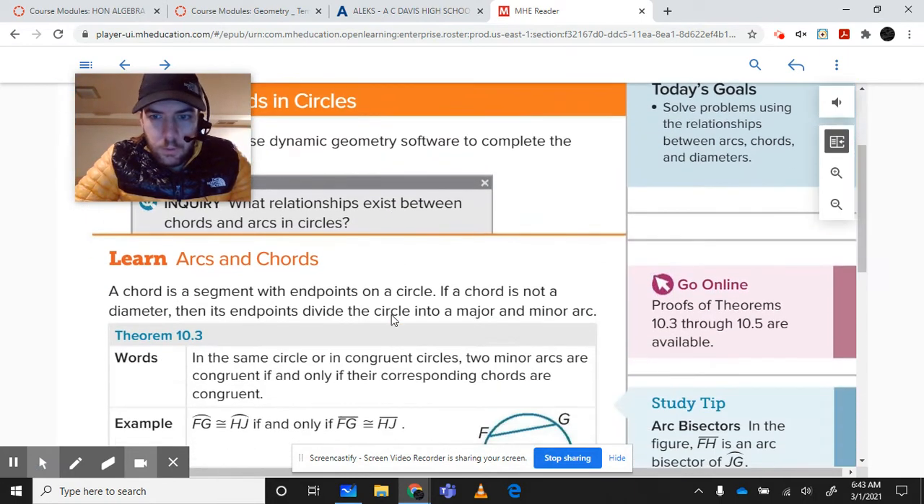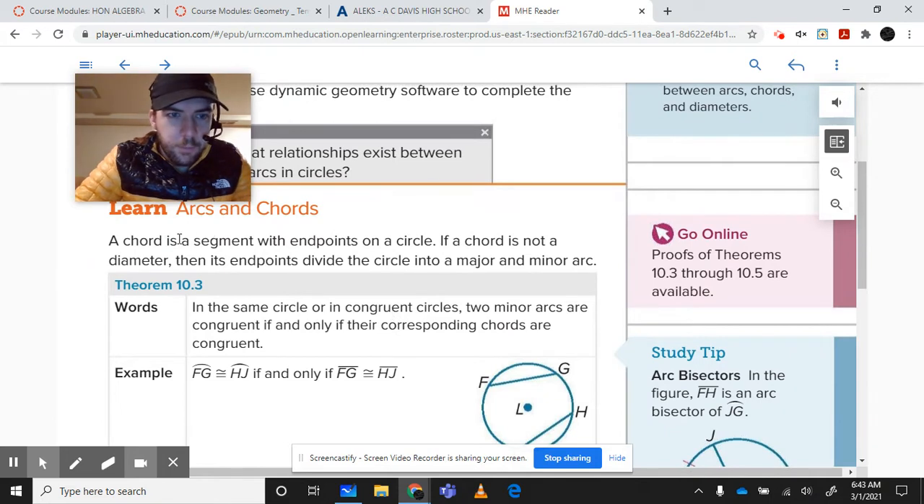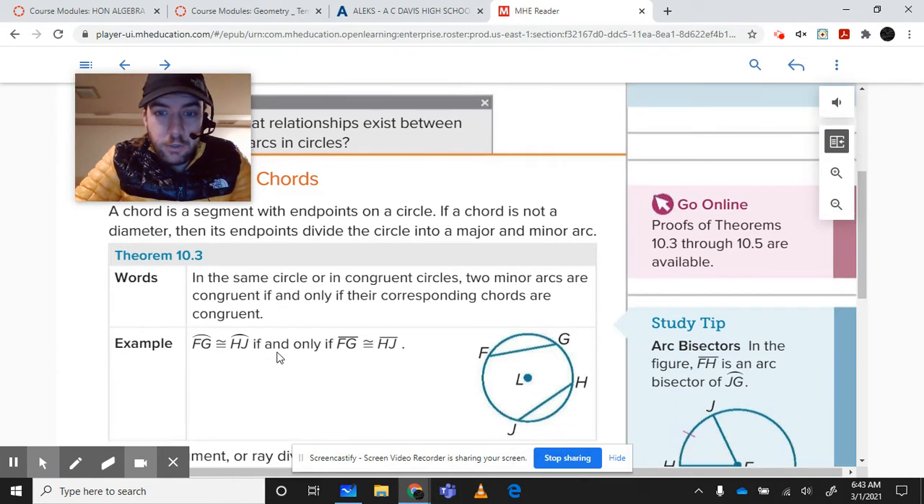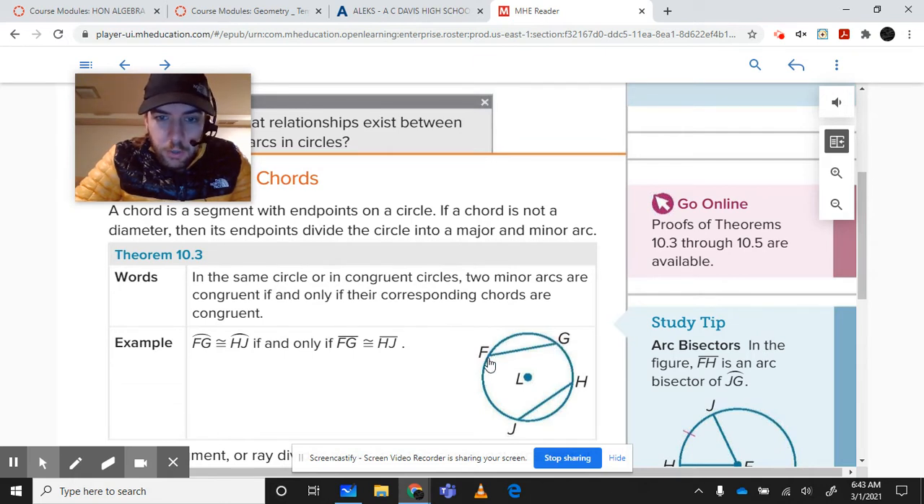Okay, so let's go through and read this as they present it. A chord is a segment with endpoints on a circle. So it's a line segment with endpoints that touch the circle. If a chord is not a diameter, then its endpoints divide the circle into a major and minor arc. So let's ignore HJ right now. Let's just focus on FJ. The minor arc would be this small curve up here, and the major arc would be the curve that wrapped around in the other direction from F to G. So if you're not a diameter, you get a minor and a major arc.